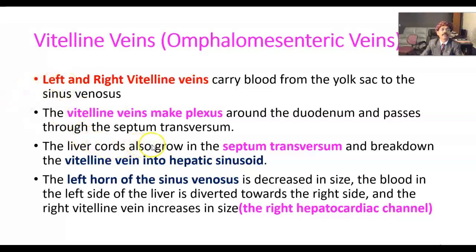The liver cords also grow in the septum transversum. The septum transversum is an embryonic mesodermal block between the developing heart and the peritoneal cavity. The liver cords grow in it and break down the vitelline veins into hepatic sinusoids.